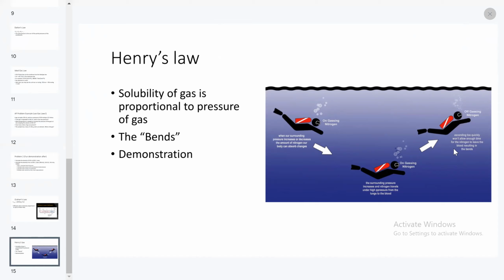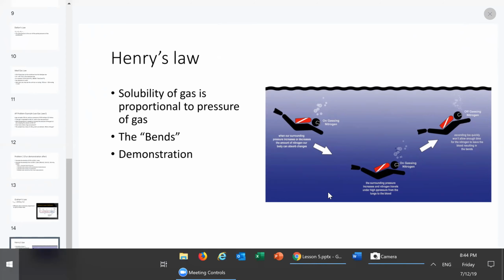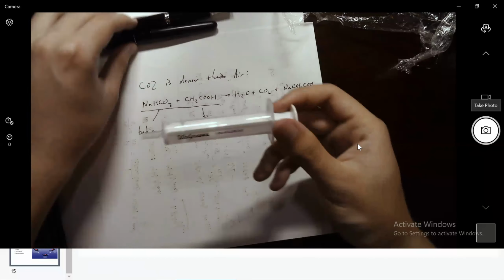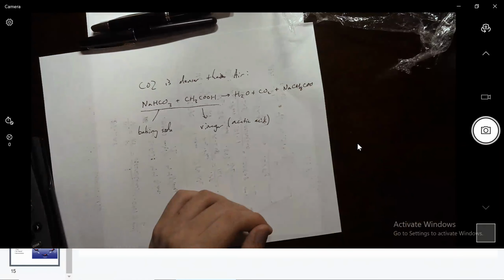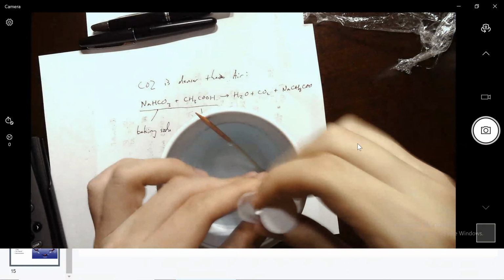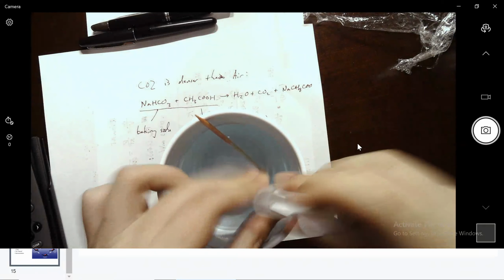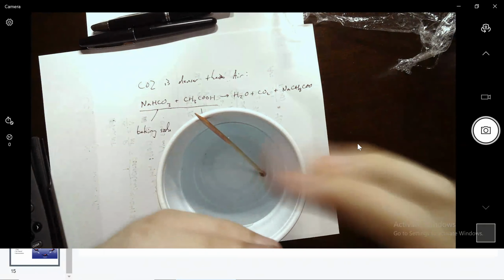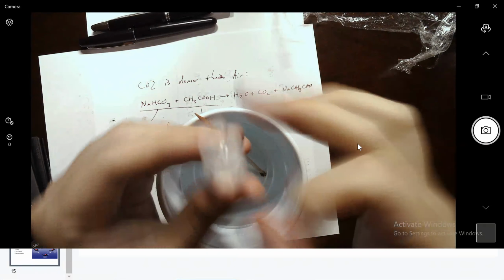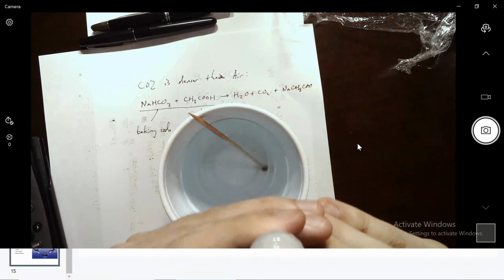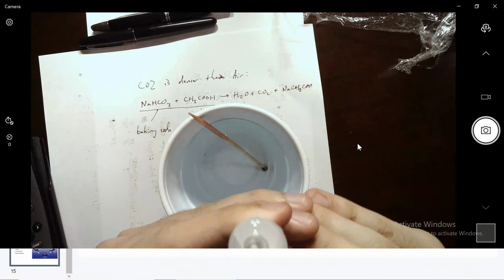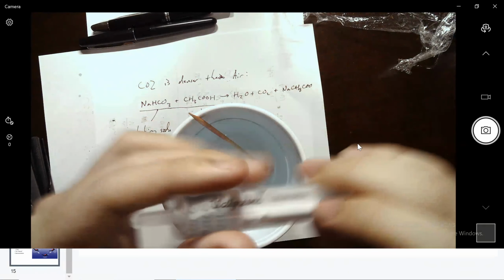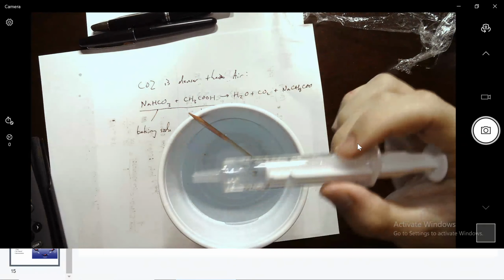So just to kind of show this, I have a syringe. Let me see. Okay, camera. Walgreens syringe. I'm going to fill it with a little bit of water. Okay, and let's get rid of the gas bubble on the top. As you can see, this syringe is completely filled with water, and there's no gas bubbles. There's no gas in here, it's just water.